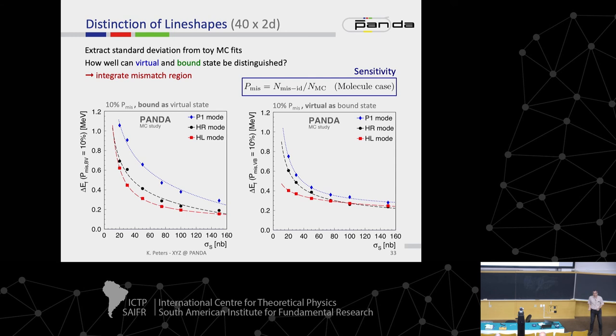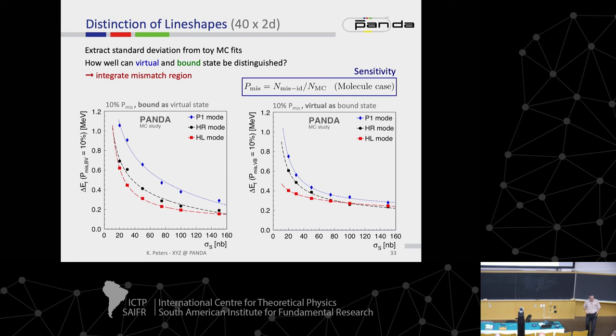And so at the end, the decisive feature is, can I distinguish between a virtual and a bound state? And for that, we defined, in principle, a property which tells us the limit of the resolution of the Fermi energy as a function of the luminosity, but also saying that my mismatch probability should be 10% or lower. So what does the blue line now mean?